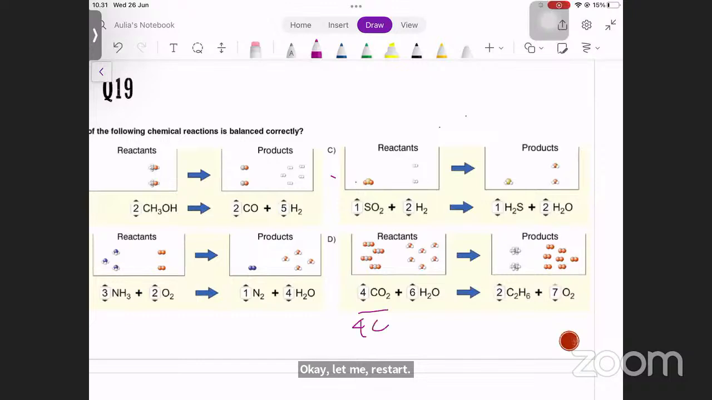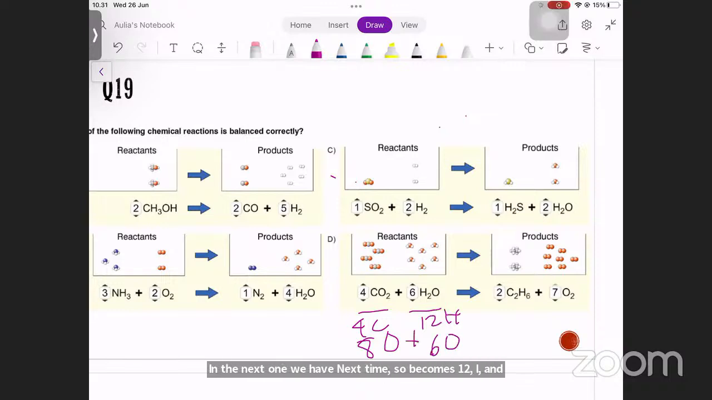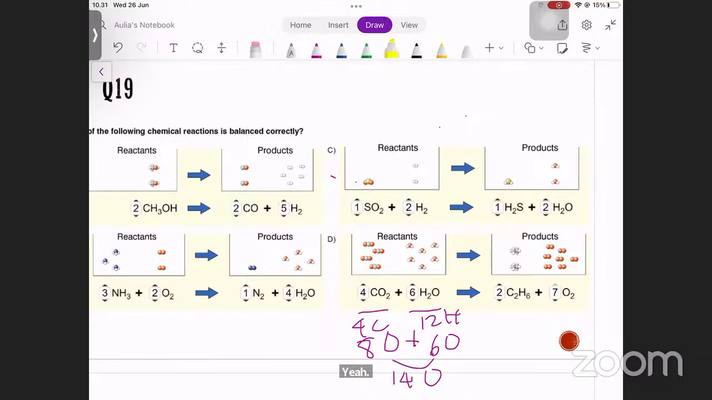So we have four carbons and 4 times 2 becomes 8 oxygen. Well, in the next one, we have 6 times 2 becomes 12 hydrogen and 6 oxygen. Well, we can combine these two oxygens, yeah, becomes 14, isn't it? So in the reactant, we have 4 carbons, 12 hydrogens, and 14 oxygens.